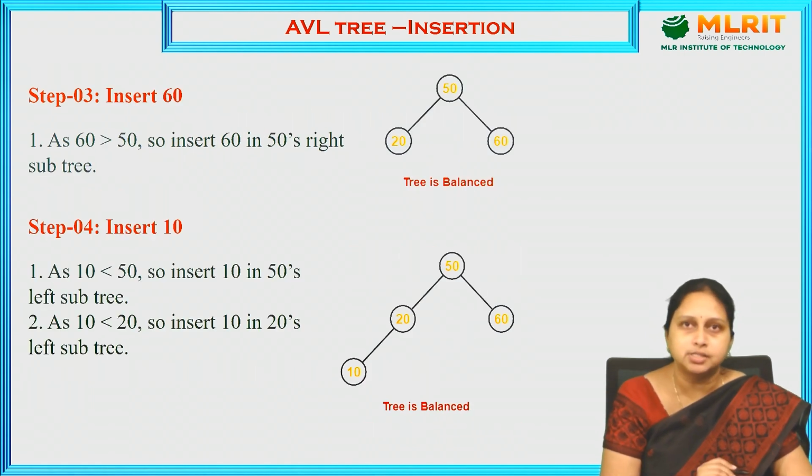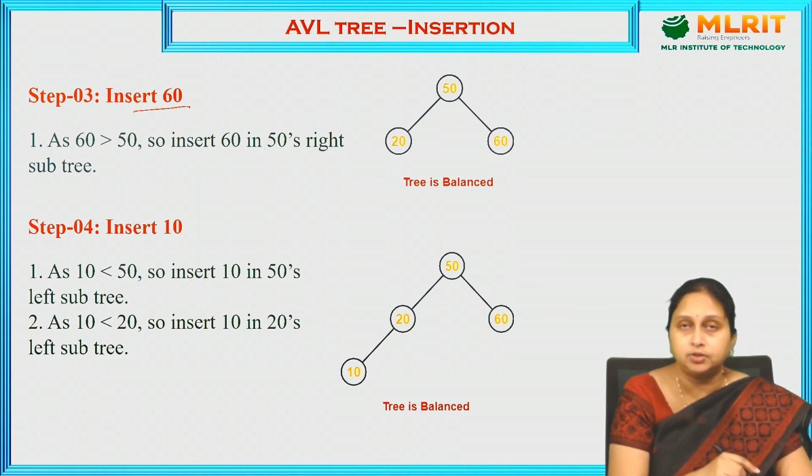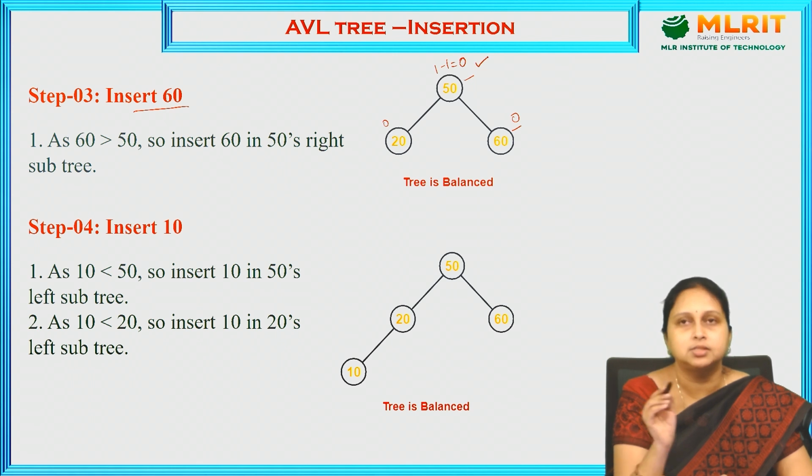Now I am going to insert 60. Where do I need to insert 60? Check with the root node. It is 50, and 60 is greater than 50, so we need to insert it on the right side of the tree. Now check the balance factor for this. This is 0 and this is also 0. And this one is 1 minus 1, which is nothing but 0. This is also balanced. We don't have any problem.